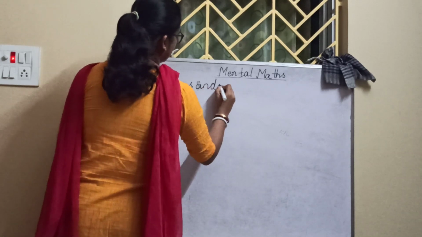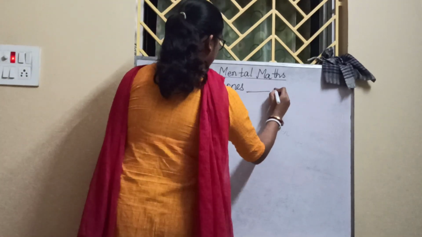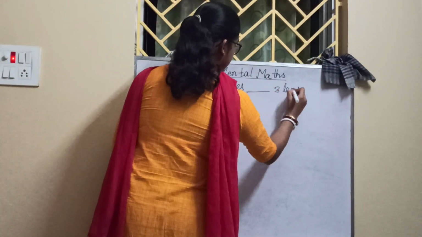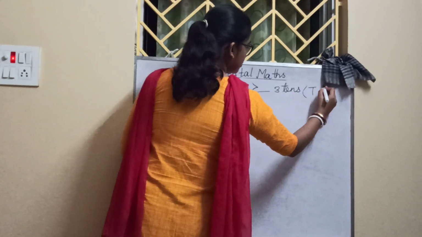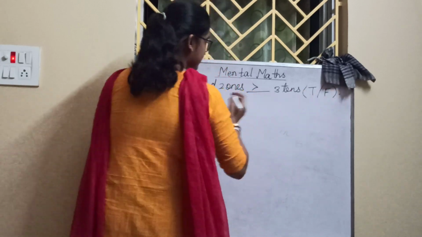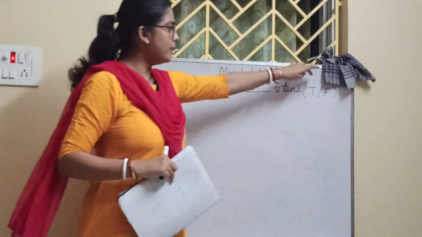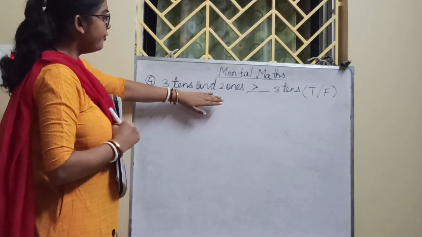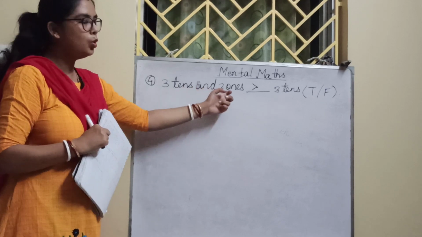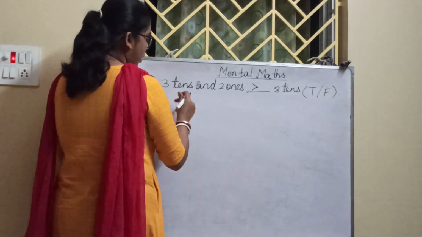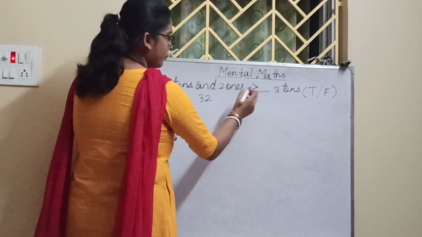3 tens and 2 ones, dash, 3 tens. A greater sign is given and you have to say whether this is a true or false statement. How will you understand whether it is true or false? See this. First write what number is forming from this. 3 tens and 2 ones means 32. Put the dash.